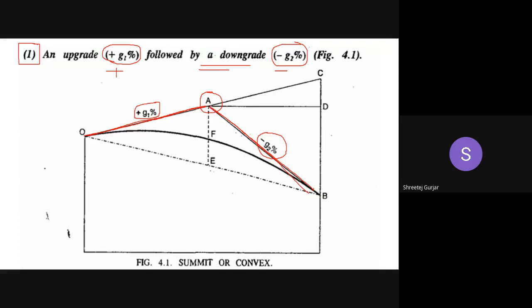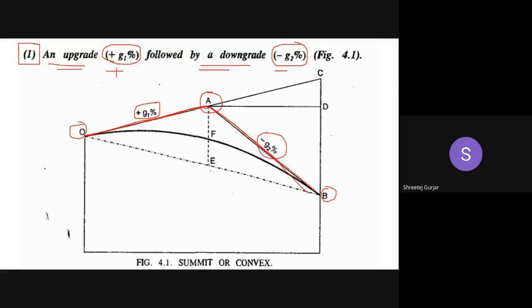So to avoid this particular apex, we provide a curve. You can see a curve is provided in this fashion. This is a vertical curve which is provided from point O to point B, to avoid this apex when an upward gradient meets a downward gradient. This is the first type of a vertical curve, wherein a plus gradient is meeting a minus gradient.